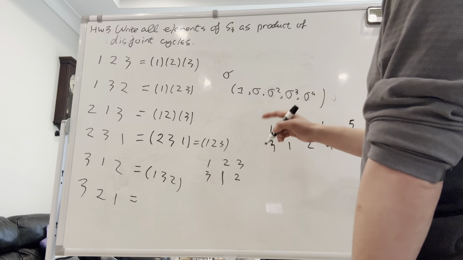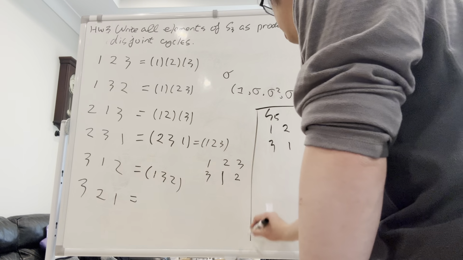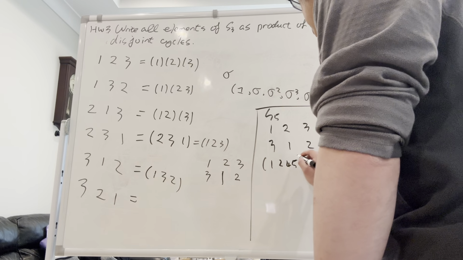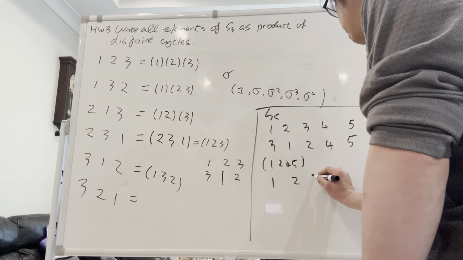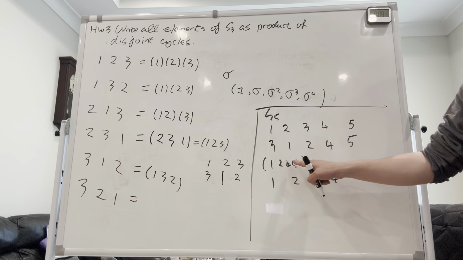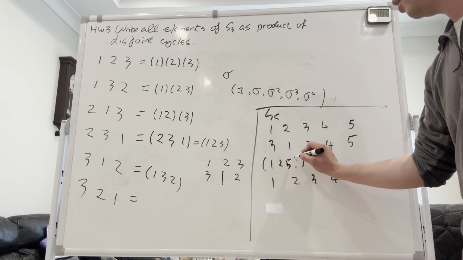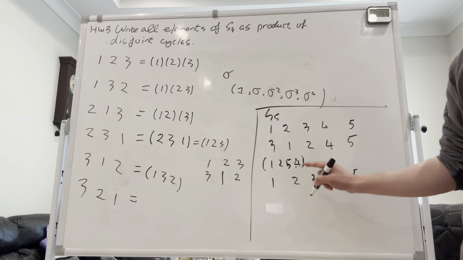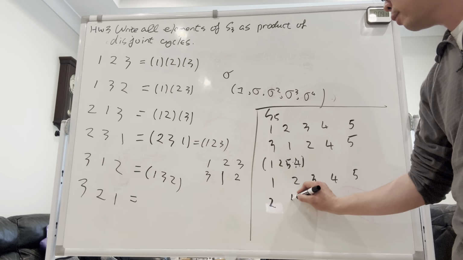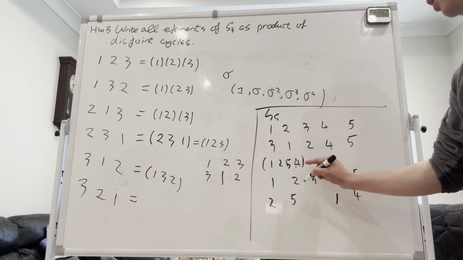If I give another example, let's say it's in S5. I'm giving an example of this notation. Let's say (1 2 5 4). What it means is 1 will go to 2, 2 will go to 5, 5 will go to 4, and then 4 will go to 1. Because 3 doesn't show up, it stays the same.